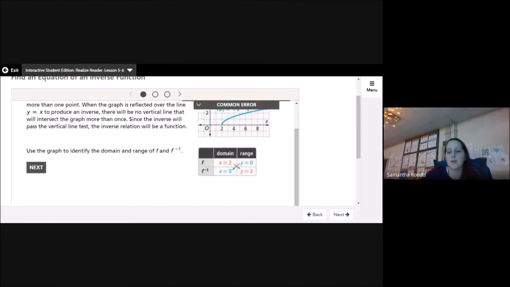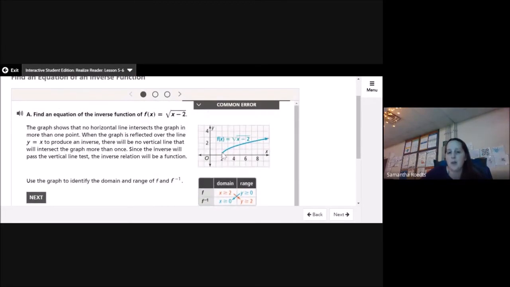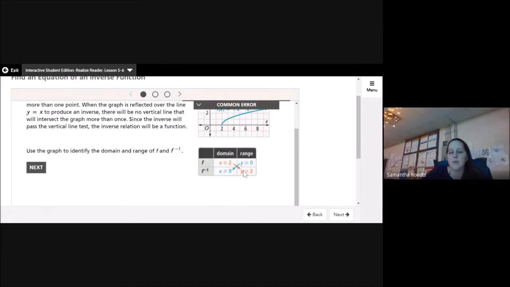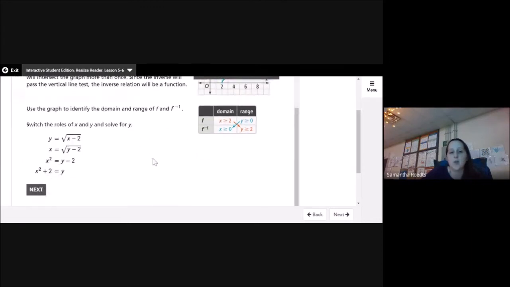Use the graph to identify the domain and range of f and f to the negative 1 power. In this case, the domain is x is greater than or equal to 2 and the range is y is greater than or equal to 0. So I'm going to flip them. The domain becomes the range and the range becomes the domain. So for f to the negative 1, x is greater than or equal to 0, and my range is y is greater than or equal to 2.